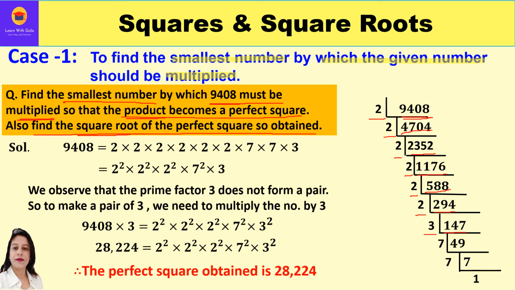We will try with 3. It is divisible. We'll get 49. Further we can divide by 7. We'll get 7. Again divisible by 7. We can get 1. Now all these factors which we have got, we will write in the product form.